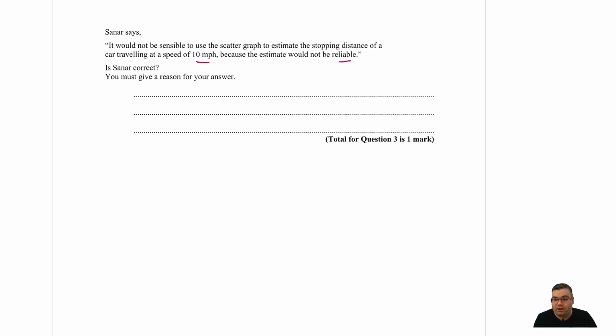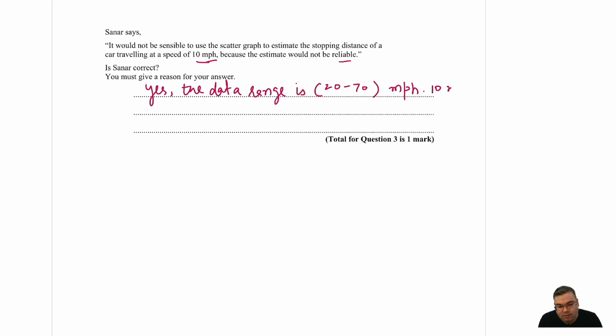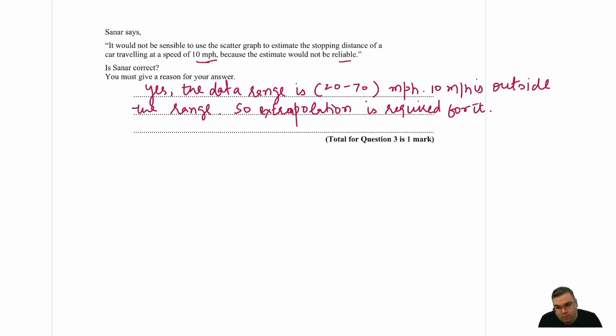So first of all, yes, Sonal is correct because we have seen that the data range is from 20 to 70, right? Now, to find the stopping distance at 10 miles per hour, we need to do extrapolation, right? That will not be reliable. So yes, we'll write: Sonal is correct. Yes. The data range is 20 to 70 miles per hour. 10 miles per hour is outside the range. So extrapolation is required for it.